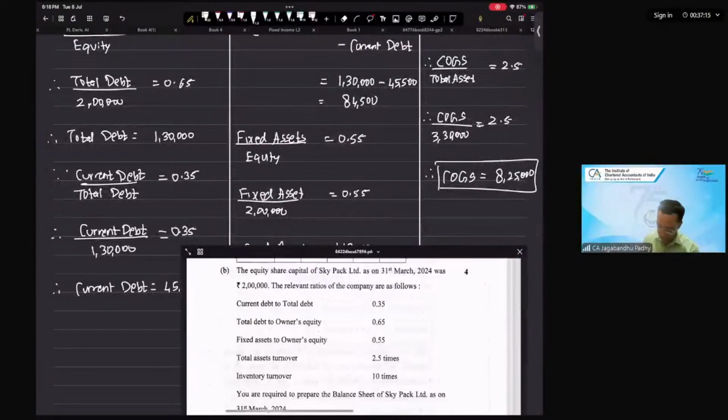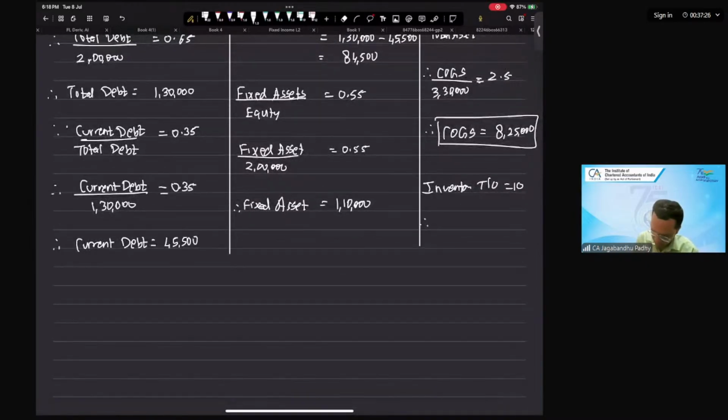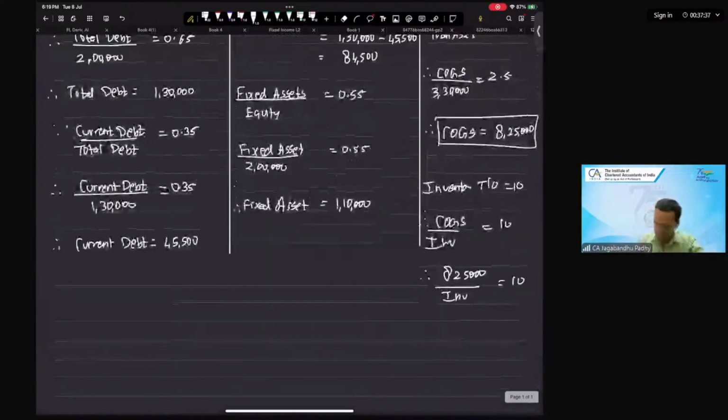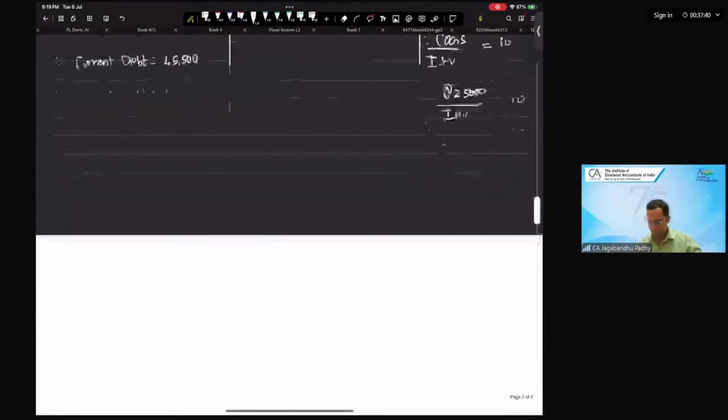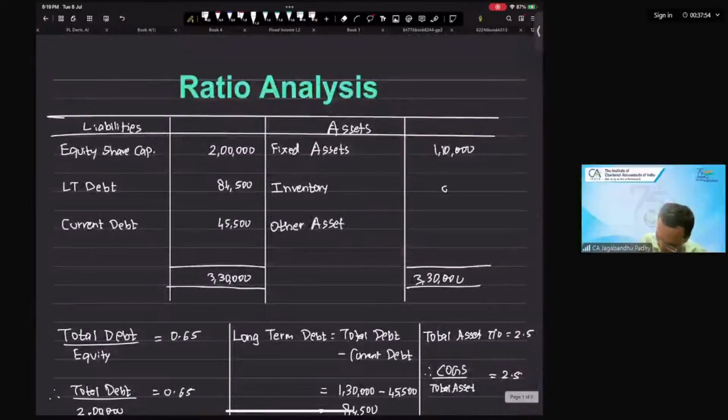because the inventory turnover is 10 times. So we have the inventory turnover to be 10, which means COGS upon inventory is 10. So since COGS is 8,25,000 upon inventory is 10, what will be the value of the inventory? Therefore, inventory will be 82,500. Right? So inventory is 82,500.